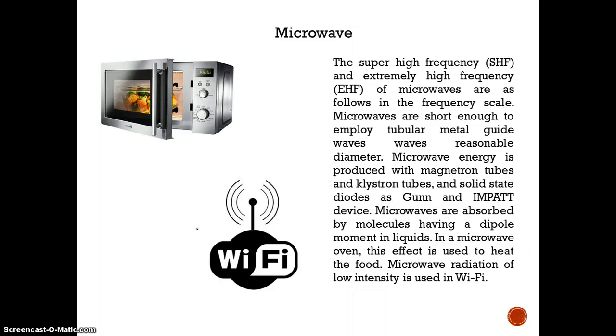Microwave. The super high frequency, SHF, and extremely high frequency, EHF, bands of microwaves are found in the frequency scale. Microwaves are absorbed by molecules having a dipole moment in liquids. In a microwave oven, this effect is used to heat the food. Microwave radiation of low intensity is used in Wi-Fi.